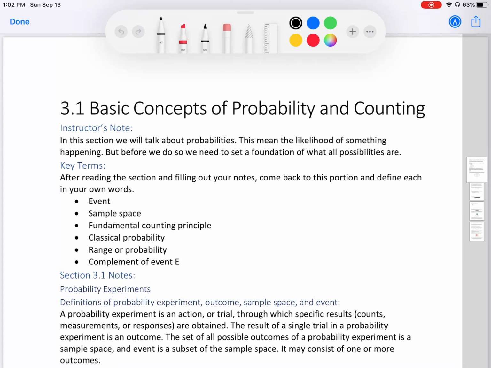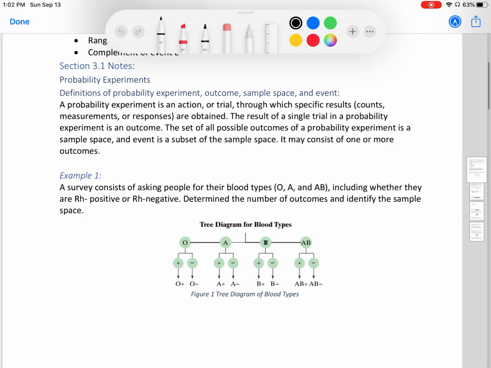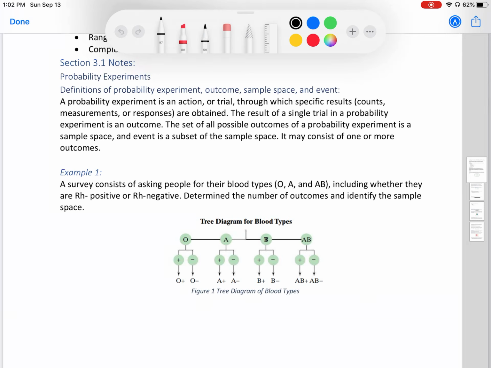Section 3.1, Basic Concepts of Probability and Counting. Let's start the section. Start with the definition of a probability experiment, an outcome, sample space, and event.